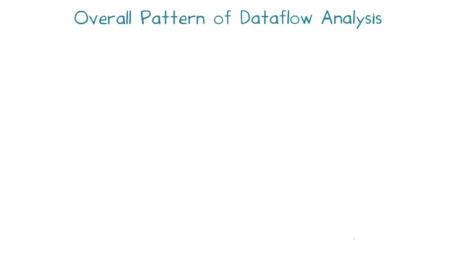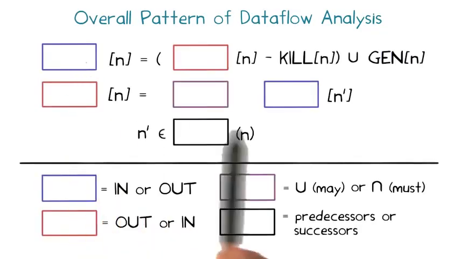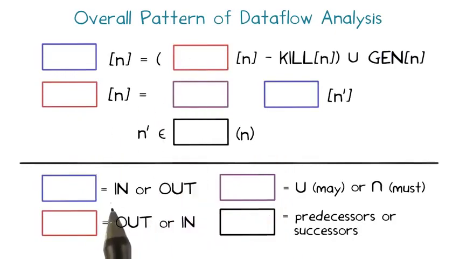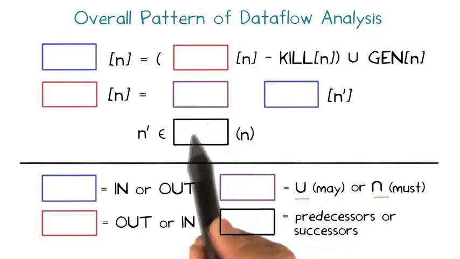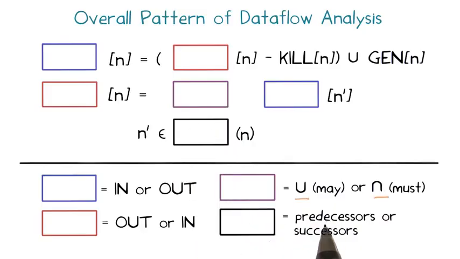As you may have noticed at this point, the 4 data flow analyses that we discussed follow a common pattern in the 2 operations that they apply. This pattern is as follows. The blue and red boxes represent the in or out sets. The purple box represents the set union or the set intersection operator. The black box represents the immediate predecessors or the immediate successors of a node. Each of our 4 data flow analyses corresponds to a different instantiation of these boxes.